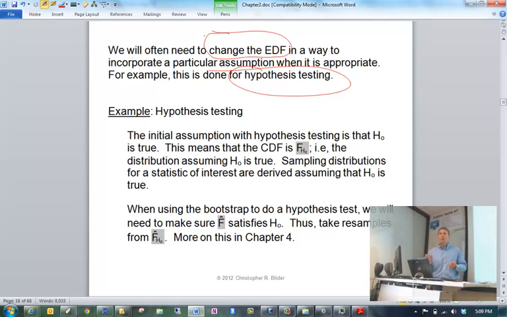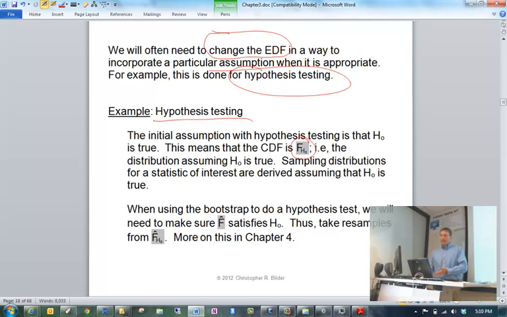I'm not saying necessarily normality. I'm just saying some kind of assumption. So for example, this is often going to happen in Chapter 4 when we do hypothesis testing. Now, when you do a regular old hypothesis test, you assume that your sample comes from a distribution under the null hypothesis. You assume the null hypothesis is true, and so you have, let's say, a null hypothesis distribution. Let's call it F sub H0. Then, using that, sampling distributions for your statistic of interest, such as T, are derived assuming that the null hypothesis distribution holds.